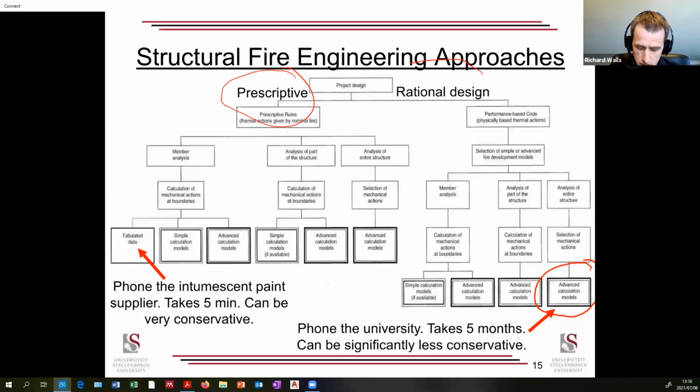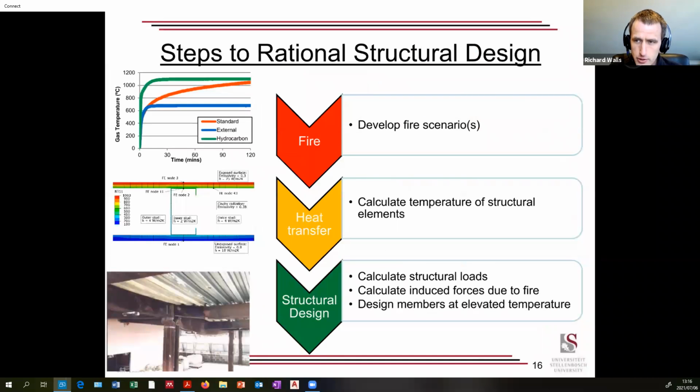A lot of it is linked to the fire scenario. And we're going to have a look at what that means soon, because performance-based or rational structural design is a little bit different to what you would be used to so far. Because first what you do is you develop a fire scenario.